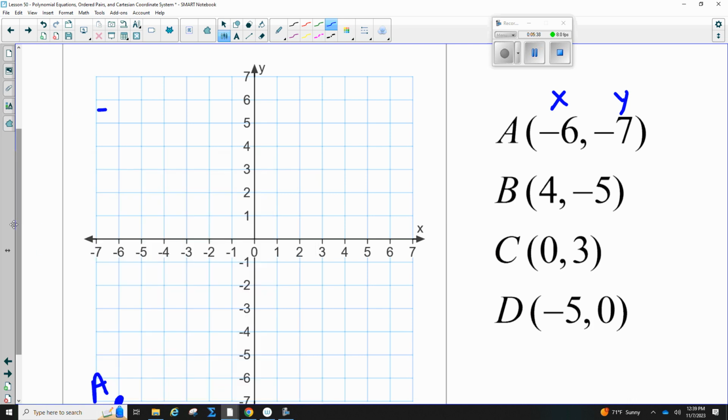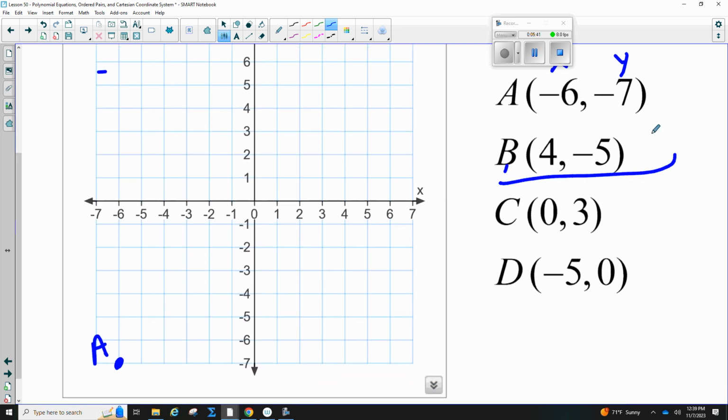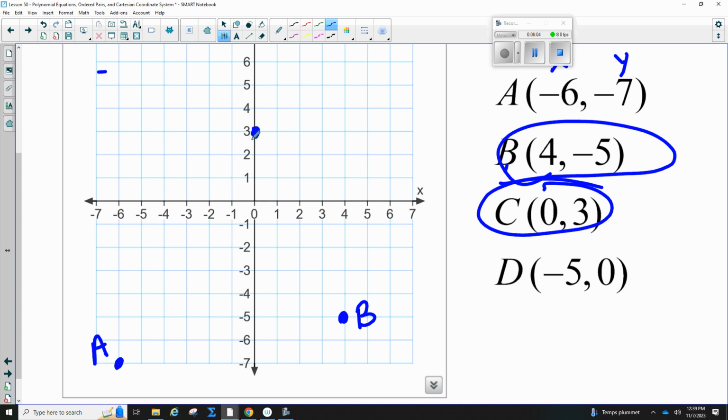Now for B, start at 0, 0. Which way do I go for 4? Right. Which way do I go for negative 5? Down 5. So there's point B. Now let's do C, where I don't move at all. Left or right? If the 0 is first, you don't go left or right at all. And then which way do I go for the 3? Up, because the second is always up or down. So there's your C. And then D, which way do I go for negative 5? Left. And then I don't go up or down at all because the y is 0. Yay for plotting points. Okay, let's try some whiteboards.